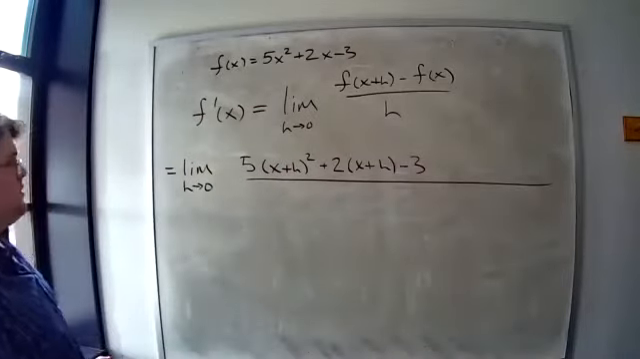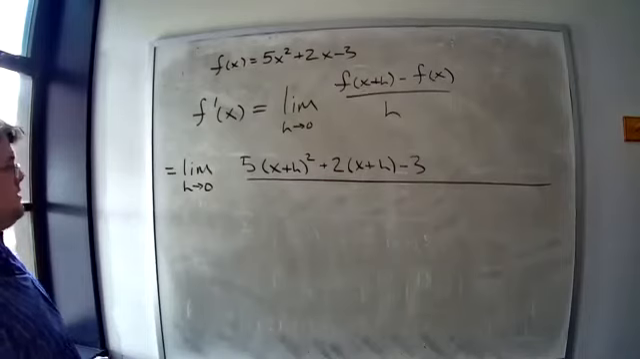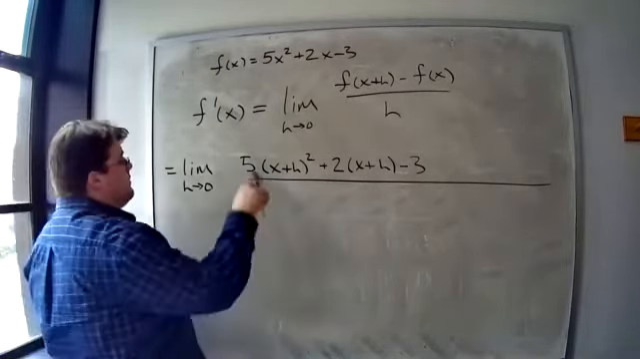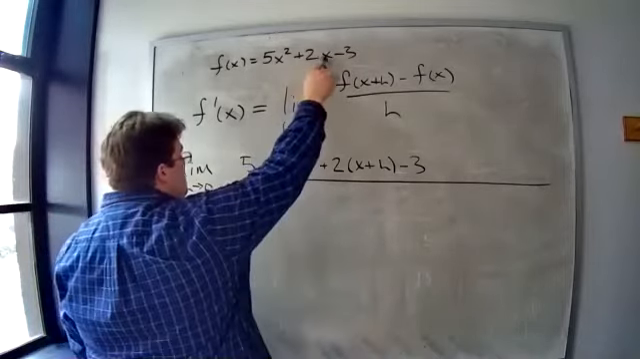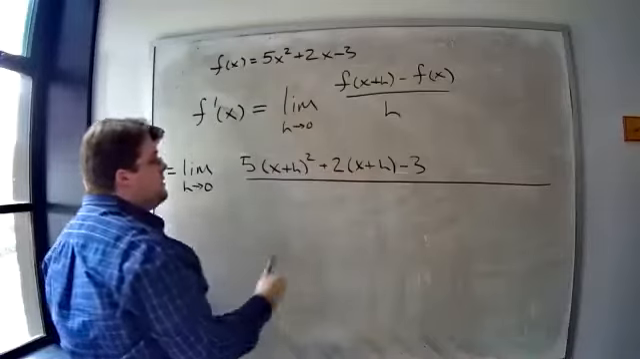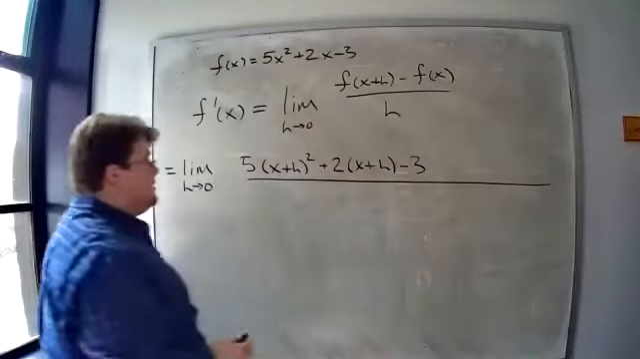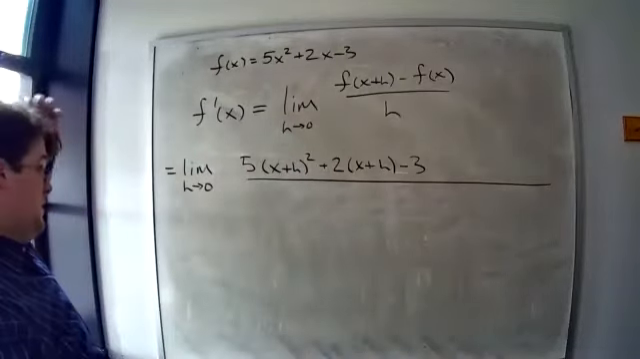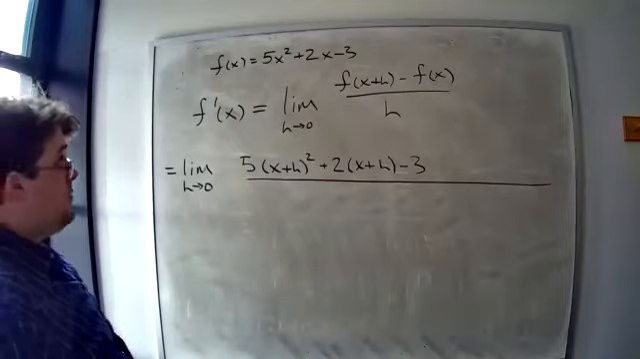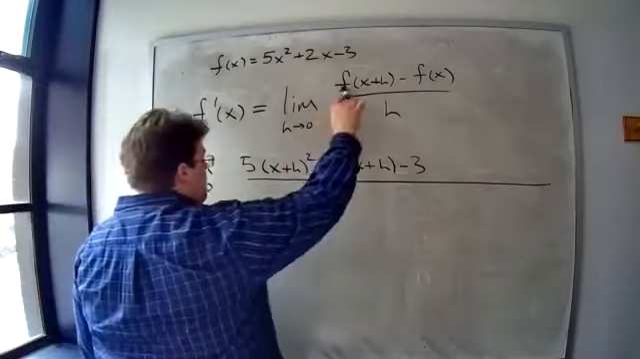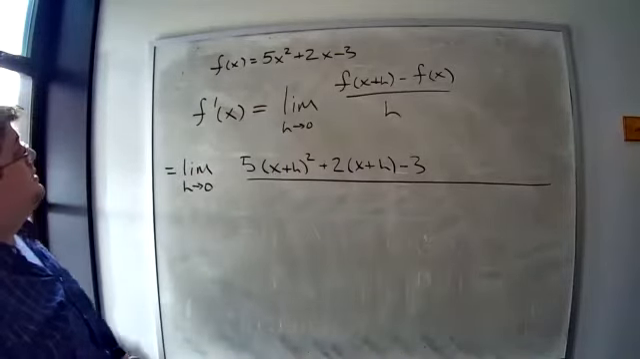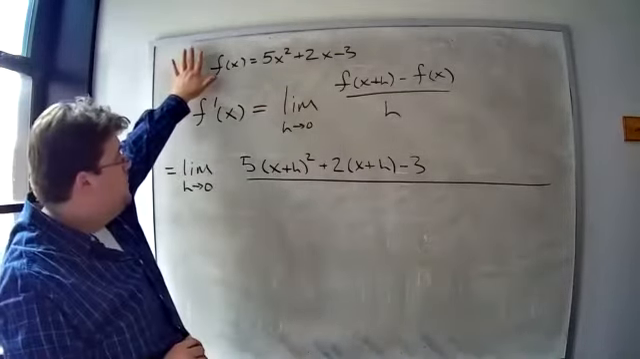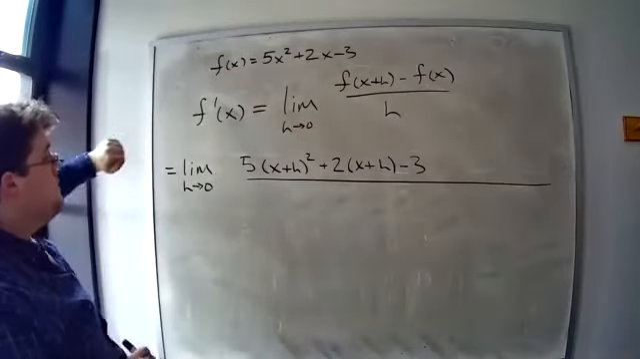F of x plus h replaces all x's with x plus h. So right here, our function was 5x squared plus 2x minus 3. Replace all x's with x plus h. You get 5 times x plus h all squared, plus 2 times x plus h, and then minus 3 stays minus 3. So any questions about getting f of x plus h? So here, we're using this function to help find another function.